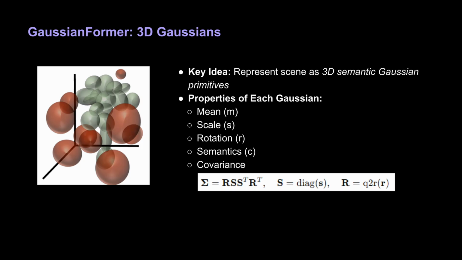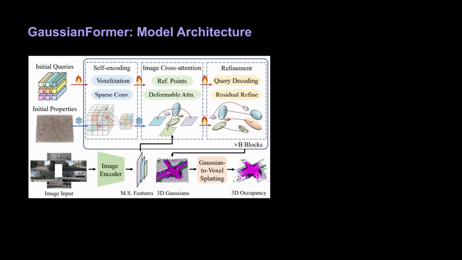Here, each Gaussian acts like a soft continuous blob that can be stretched, rotated, and positioned to approximate different parts of the scene. By leveraging this representation, GaussianFormer drastically reduces the memory footprint. It needs only a sparse set of Gaussians to approximate what would otherwise require millions of voxels. How does GaussianFormer actually predict occupancy? It uses a transformer-based architecture with several key components.